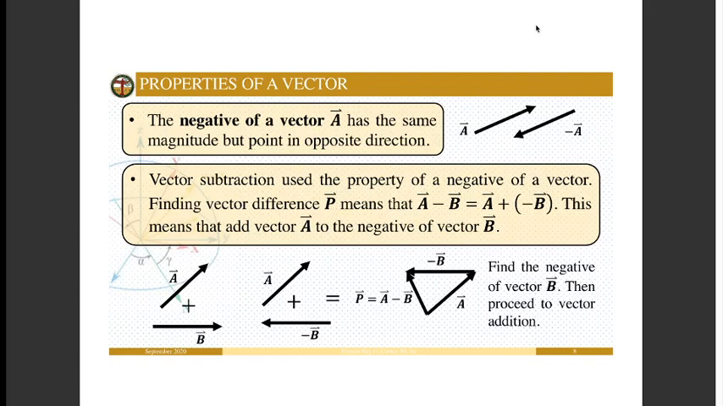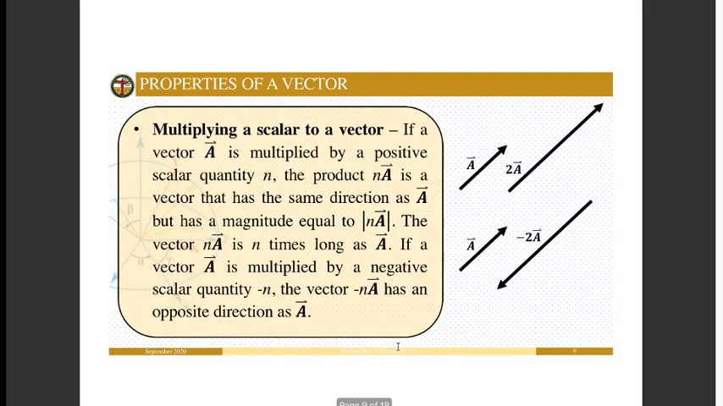So first, get the negative of vector B, tapos proceed to addition lang, tapos you can get the vector difference by connecting the starting point to the end point. So ganun lang yung vector subtraction. So next, how about we multiply a scalar to a vector?